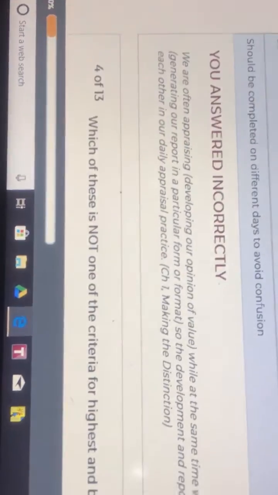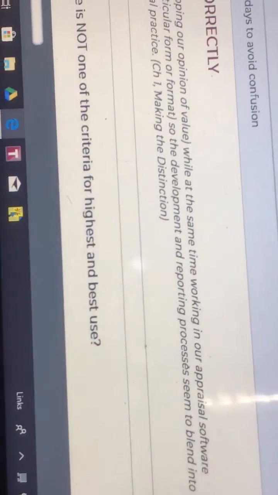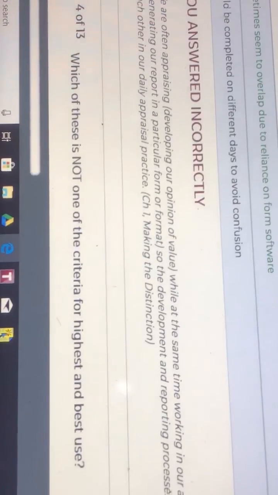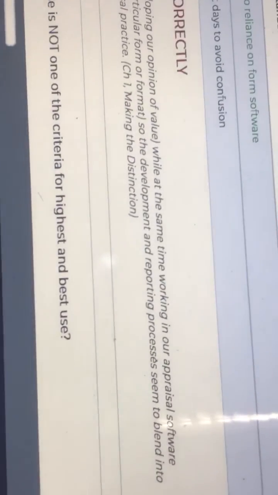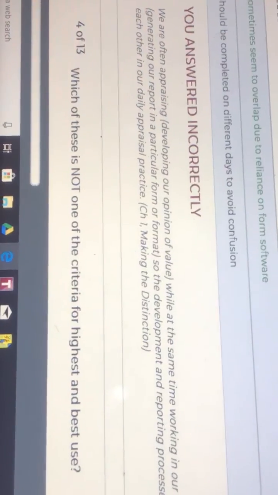Here's some extra note. We are often appraising, developing our opinion of value, while at the same time working in our appraisal software, generating our report in a particular form or format. So the development and reporting processes seem to blend into each other in our daily appraisal practice. Chapter 1, Making the Distinction.